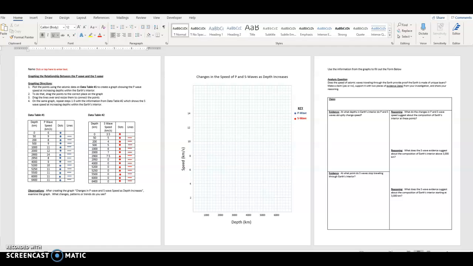Okay, so to fill out this graph, here's what you're going to do. You're going to start with table 1. The depth is 0. The speed of the P wave is 6. So that's going to bring this on the graph right at 0, which is here, up to 6. So click on your dot and then use these little handles there to move the dot over. So where you're at 0 and 6.